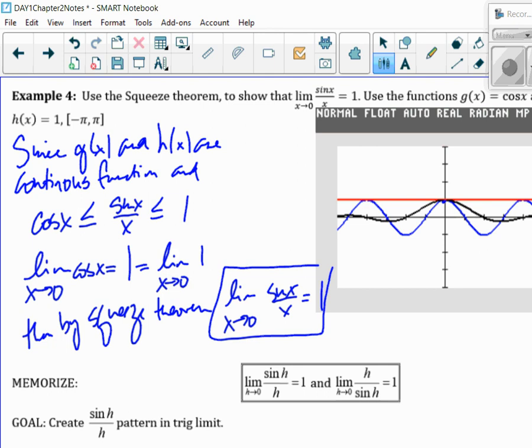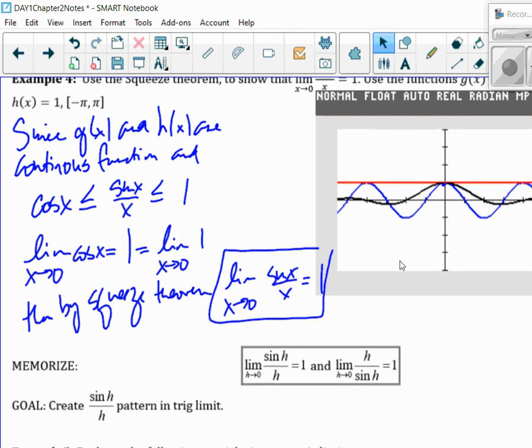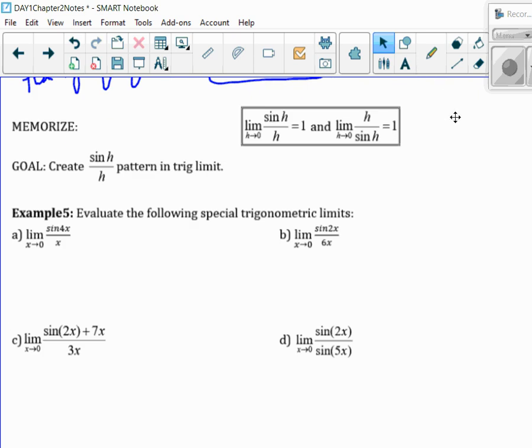Well, let's do it. Okay, so, oops, where am I now? There we go. So, again, visually, you can see that the limit as x goes to 0 of h over sine h is 1 as well. So the goal here is to create the sine h over h. I use h because it doesn't have to be x. It could be 4x. It could be 10x. It just has to be whatever is on top has to be the same as the bottom. So once you have that, that's equal to 1, and then you can go from there.